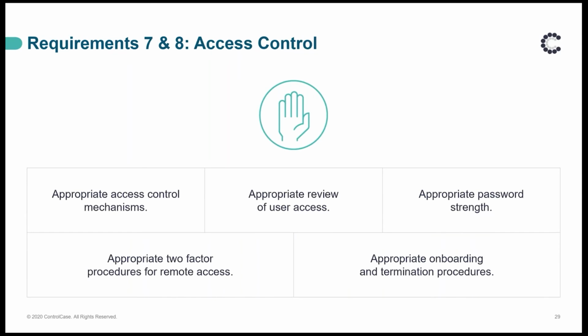Requirement number 7 and 8 is around logical access control. It not only talks about things like password strength and making sure you give access to the right people, it also talks about when people leave your organization and if people are accessing assets in your organization from a remote perspective, which in today's world is a high percentage, as we all know. Appropriate access control measures are in place and we ensure that logical access control is appropriately addressed when systems and applications are rolled out.